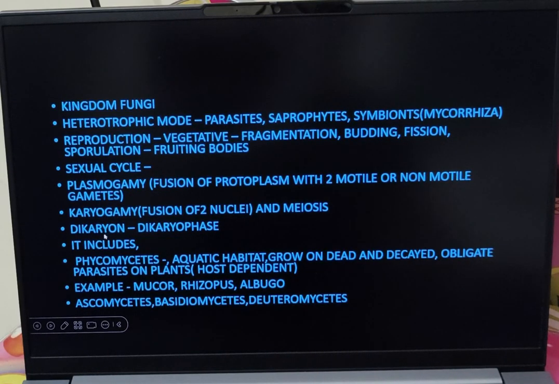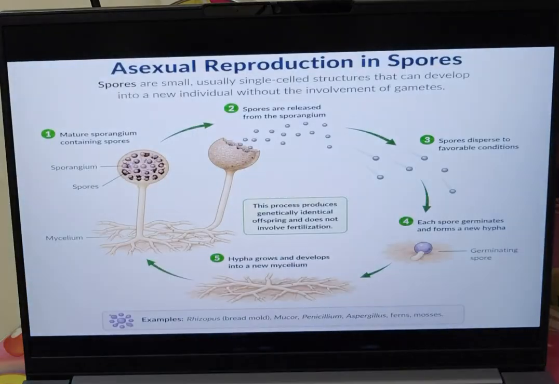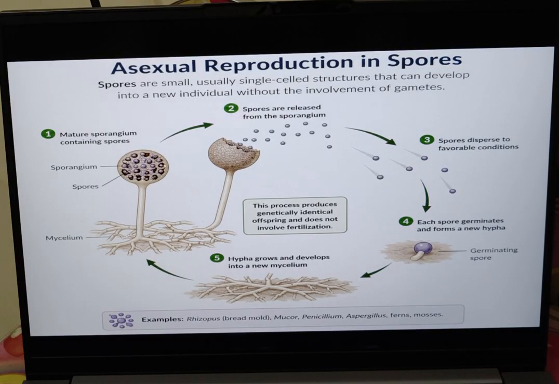And they undergo dikaryon. Di meaning two and karyon meaning nucleus. So here I said fusion of two nuclei. You call that dikaryon and the phase called dikaryophase. And this kingdom fungi includes phycomycetes, ascomycetes, basidiomycetes and deuteromycetes. So we will just have an outline of all these. Before that, you need to know how these spores reproduce.